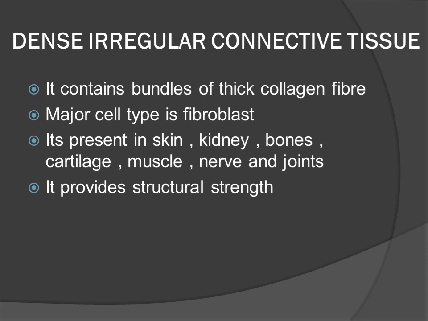Then where is it located? It is present in the skin, kidney, bones, cartilage, muscles, nerves, as well as the joints. In these regions, dense irregular connective tissue is present, and it provides structural strength. Especially it is present in the bones and the muscles, giving them structural strength. Fine.